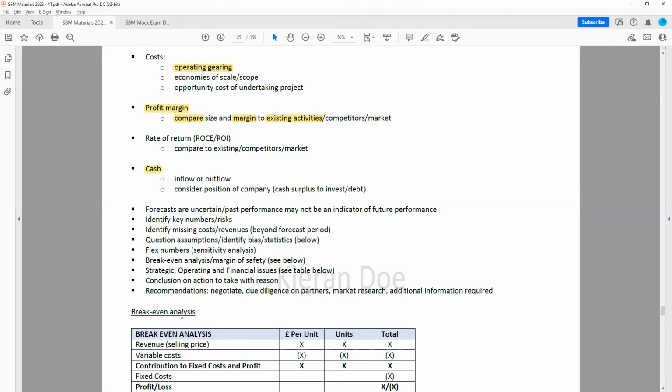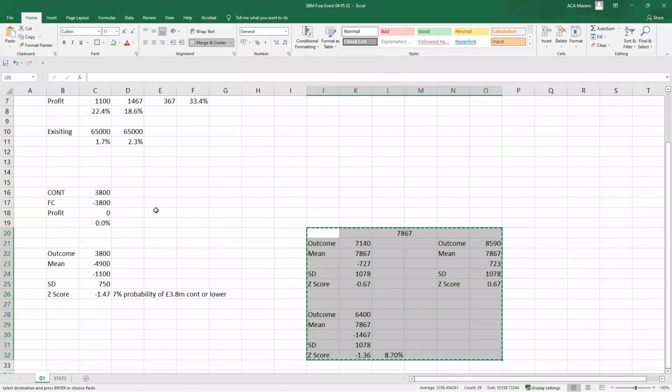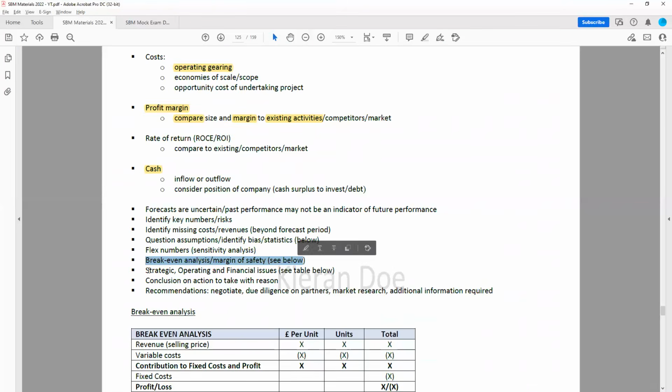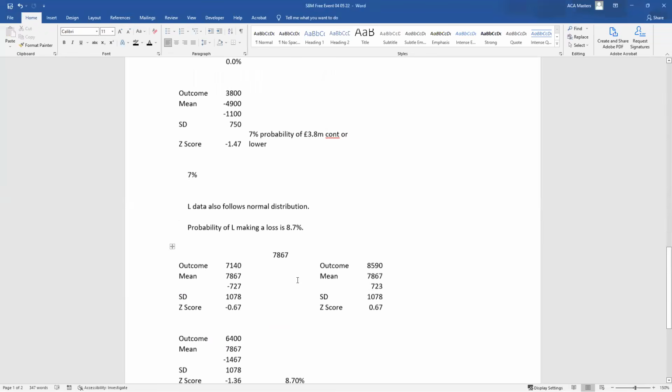So we've looked at statistics here. Something else you can consider doing is flexing the numbers. We probably don't need to do that in this question. We haven't really questioned any of the assumptions, and we didn't have many assumptions going into it. Of course, you could look at break-even analysis, but not in this type of question, because we don't have the contribution per unit or anything like that, so that isn't really relevant. So again, it very much depends on what's relevant to the scenario. If we thought about our mark allocation, I think we'd definitely have enough for this type of question.